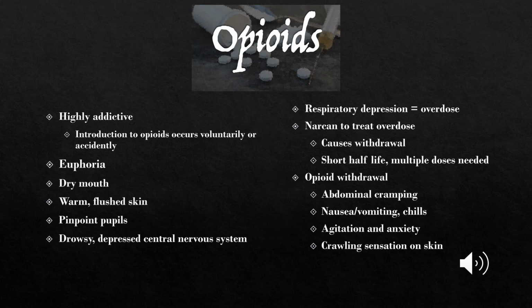Now, Narcan is the reversal agent for opioids. It has a very short half-life, so multiple doses of Narcan may be required till the opioid actually wears off. And we do have Narcan available at each school. Withdrawal from opioids can cause flu-like symptoms, agitation, anxiety, and a crawling sensation on the skin. And so that's part of why opioids are so addictive, because the withdrawal symptoms are so unpleasant.